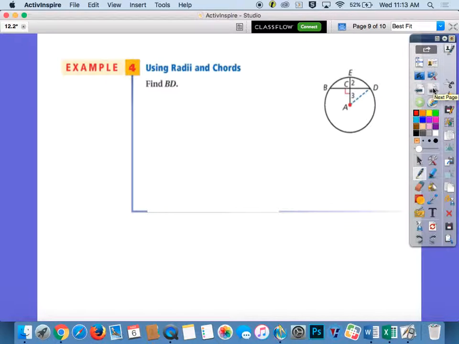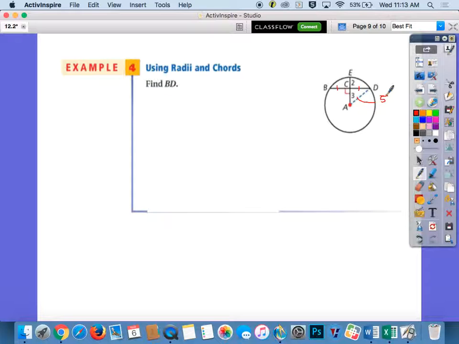So let's see how we're going to use this. Using radii and chords, using that theorem that we just talked about, we want to find BD. Here it tells me that it's perpendicular, and because it's perpendicular, we know that it's going to bisect it. Now, you'll notice this is not going to be drawn for you all the time, but what's happening here is I'm creating a right triangle. Because I'm creating a right triangle, I know this radius right here, if y'all can follow, is 5, 2 plus 3.